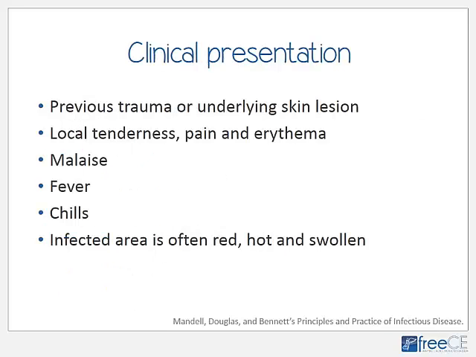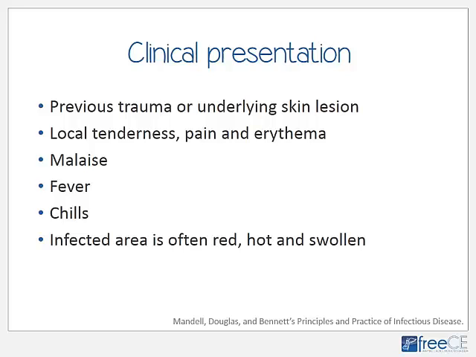How do these patients typically present? Well, typically we would see maybe previous trauma or an underlying skin lesion. We'd really be looking for that. We've just talked about how the skin and subcutaneous tissue are highly resistant to the development of infection. So we're looking for what's the source? How did the bacteria gain access and outsmart the host defenses? Typically what we see is local tenderness, pain, and erythema. So that's really our first clue.